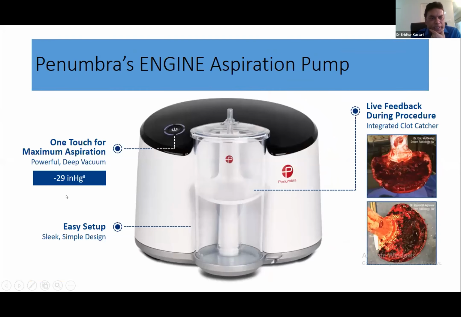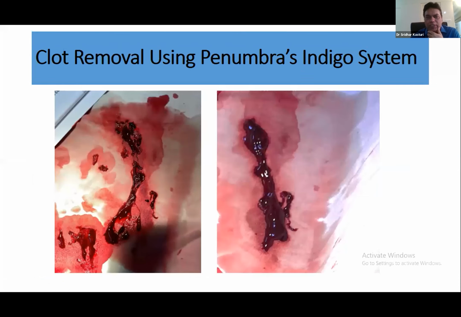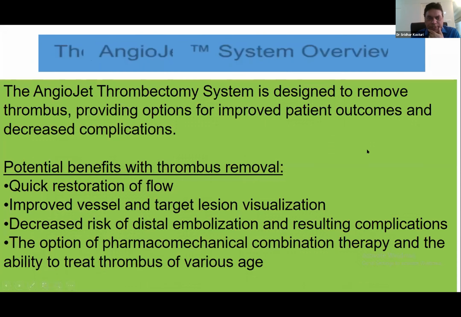If you see, it is simple to operate, only one touch button. And if you see here, a full vacuum generates up to 90% more suction with Indigo compared to the manual suction, because the suction power is more, then it can aspirate thrombus more accurately. So this is an example of thrombus aspiration, totally occluded, and after that you can see the perfusion.